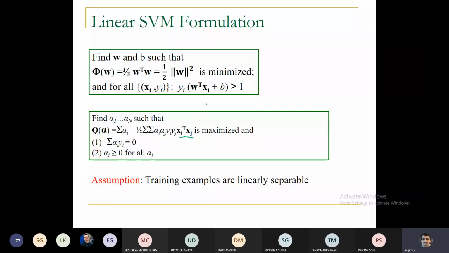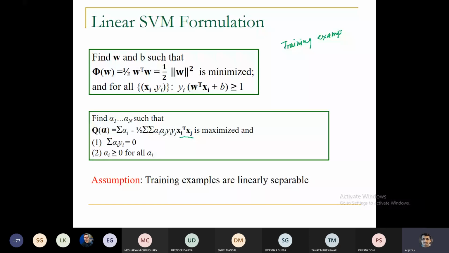But the assumption is very important: the training examples are linearly separable. This is the assumption, and it is most of the time a very unrealistic assumption. It's not very practical. Now, this is the case.